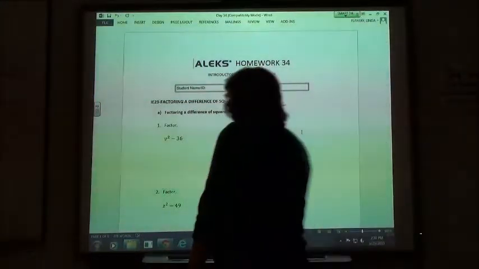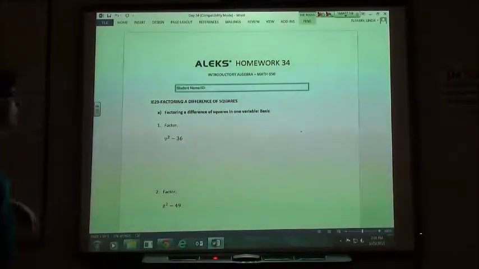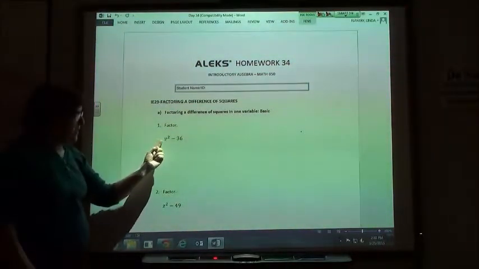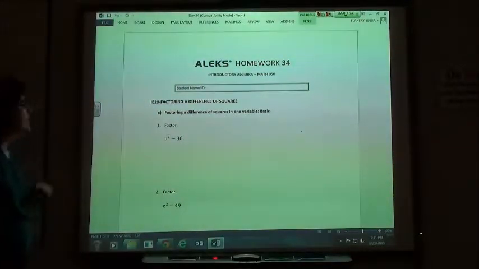So homework day 34, continuing on with factoring. We're factoring a difference of squares. V squared is a perfect square. 36 is a perfect square. There's a minus sign in between.